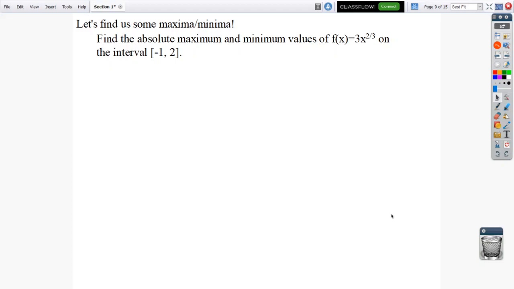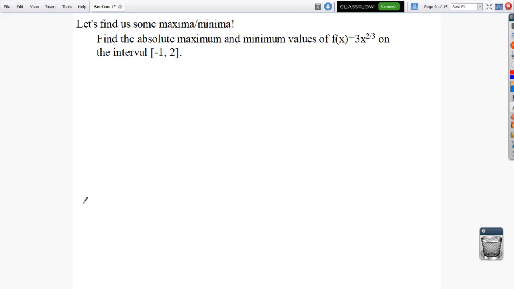So again, first thing we have to do is find the critical point. Critical point is where the derivative is equal to 0 or undefined. So what you need to do right now is calculate the derivative of this function. So maybe pause this screen, calculate the derivative.